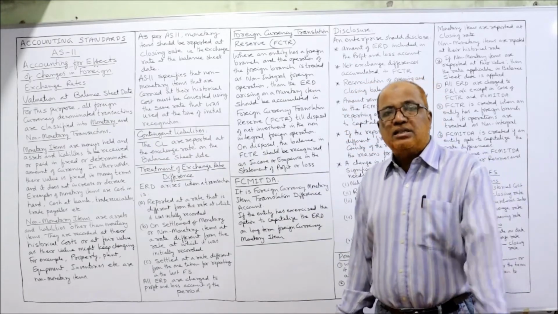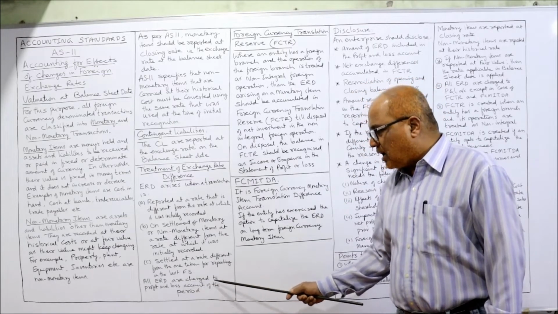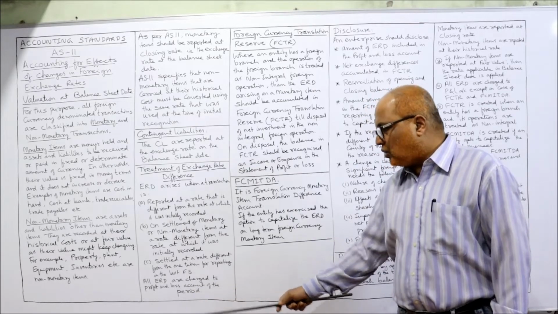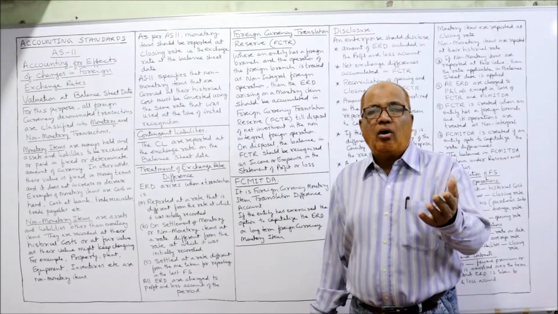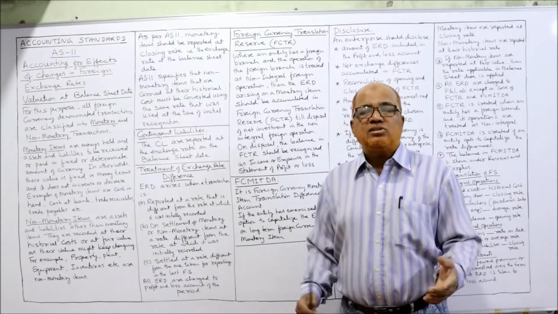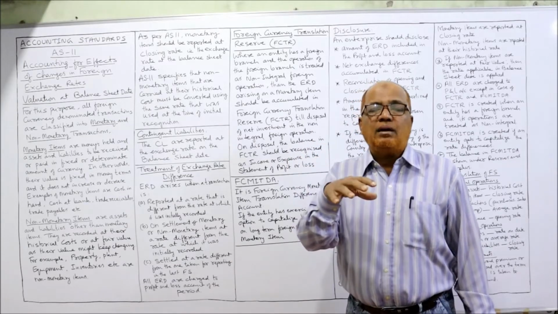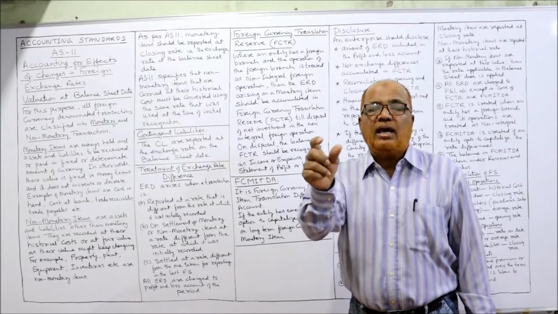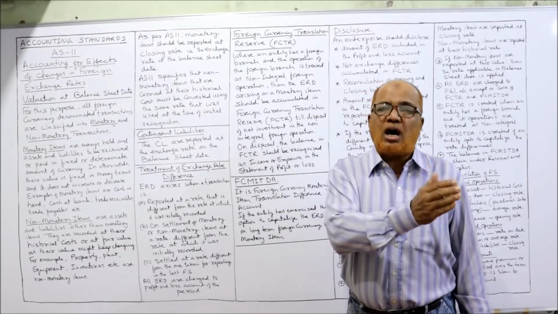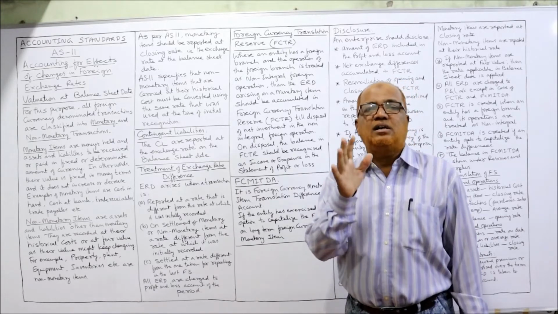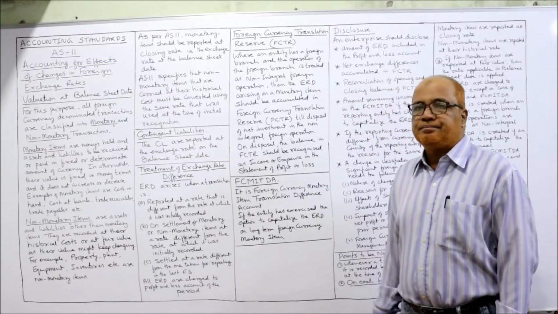Now how to treat this ERD? AS11 has given that all ERD are charged to profit and loss account of the period. So this ERD may give gain or may incur loss. Sometimes due to exchange rate difference, the firm will get the gain, and sometimes the firm will incur loss on exchange rate difference. So this gain or loss should be charged to profit and loss account of the concerned period. That is the provision given by AS11.